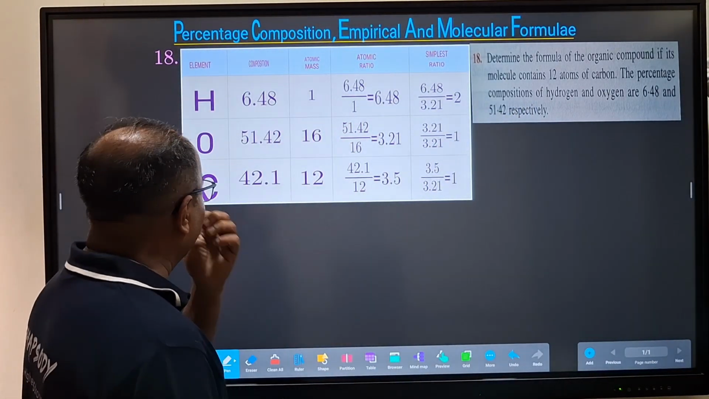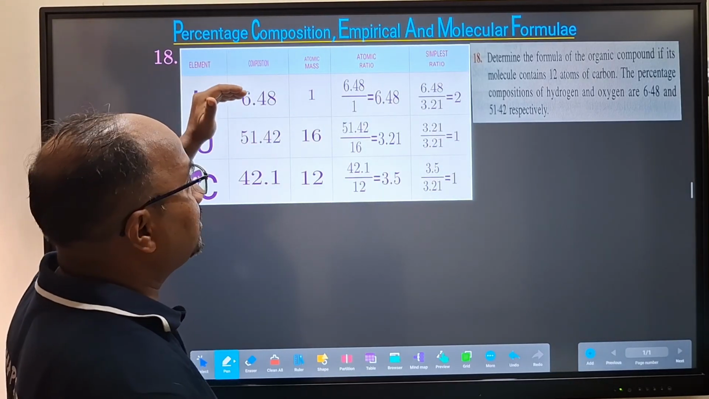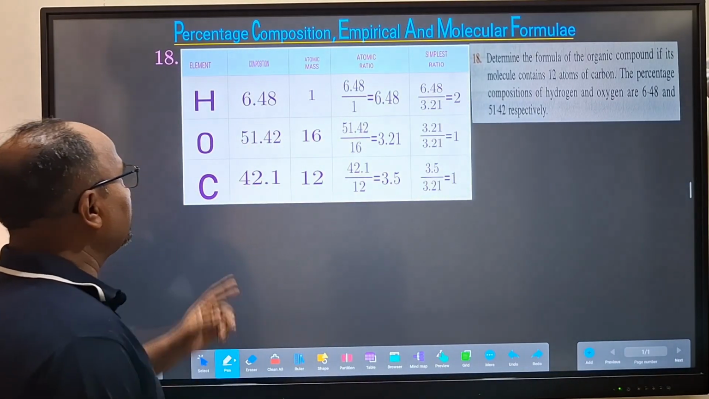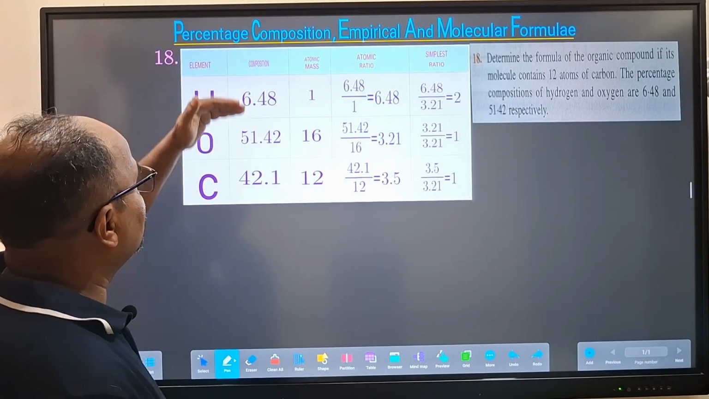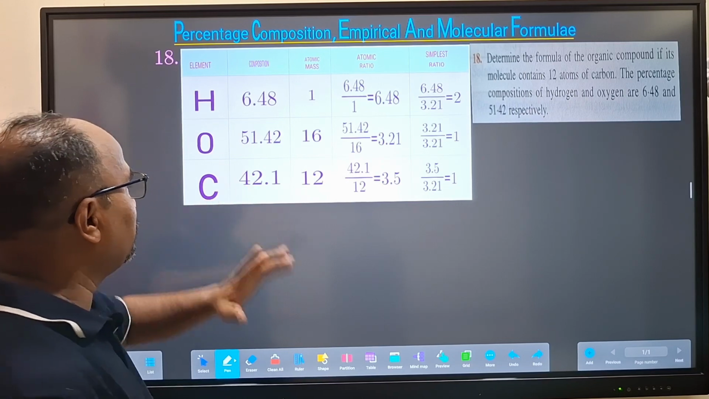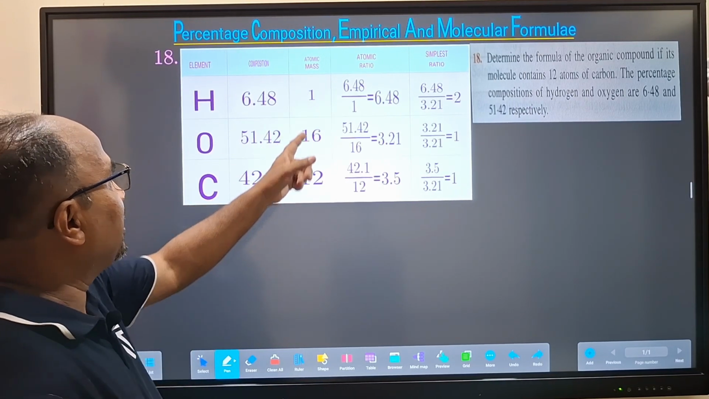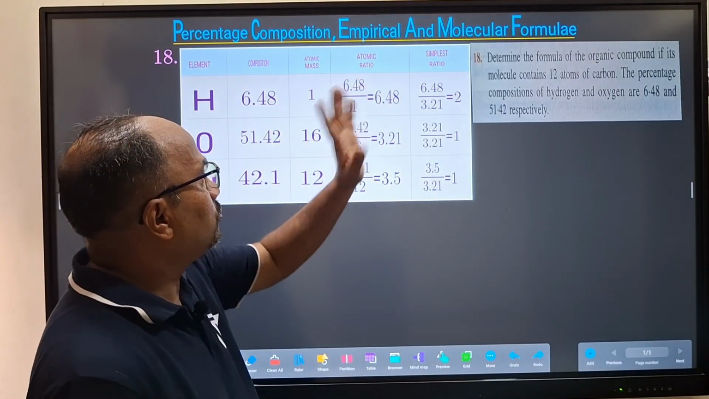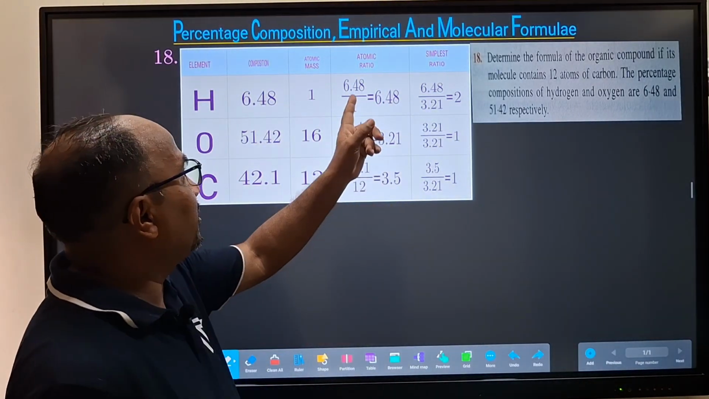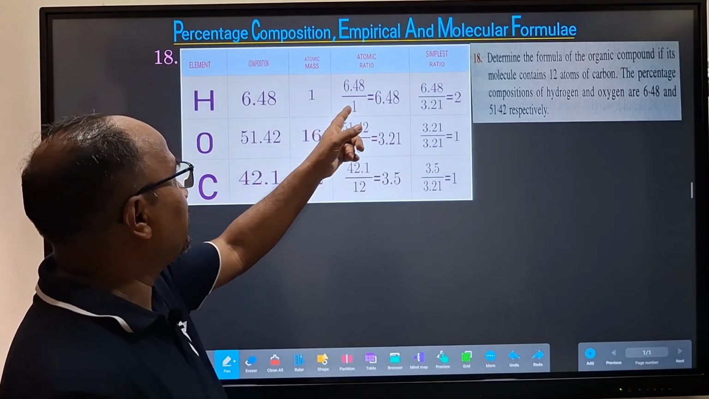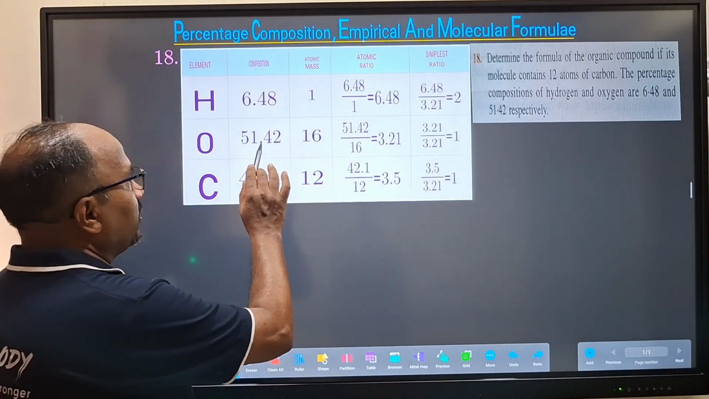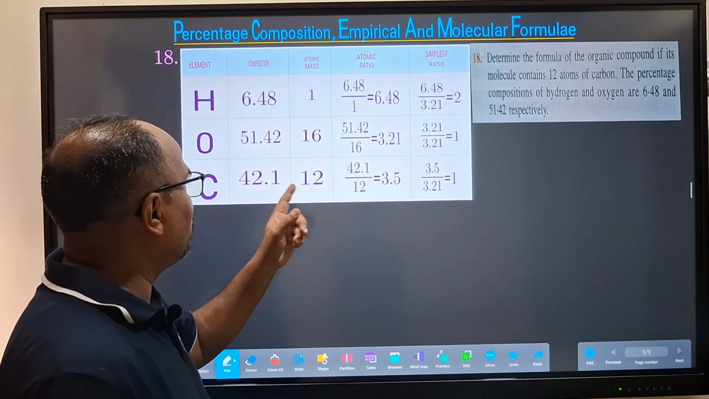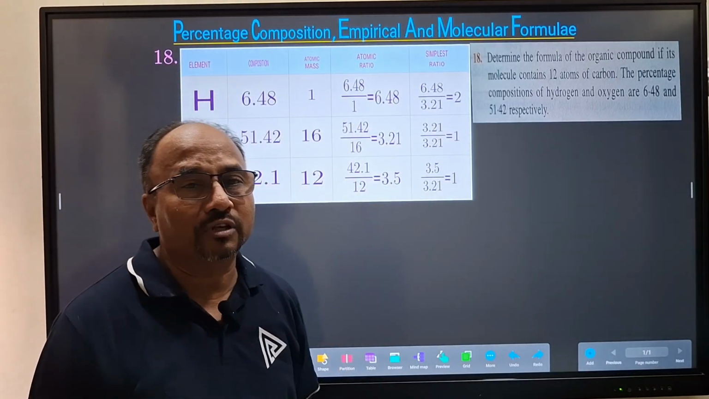So that part I have calculated and written the percentage. Hydrogen is given as 6.48, oxygen 51.42. So 100 minus the sum of these two gives me 42.1. Atomic masses: hydrogen 1, oxygen 16, carbon 12. So we go to find the atomic ratio. 6.48 divided by 1 gives you 6.48. 51.42 divided by 16 gives you 3.21, and 42.1 divided by 12 gives you 3.5.